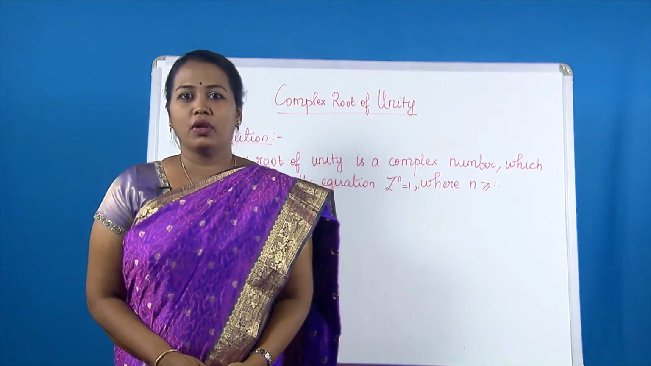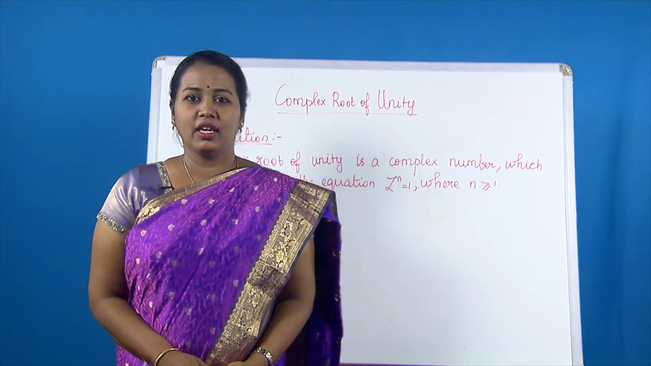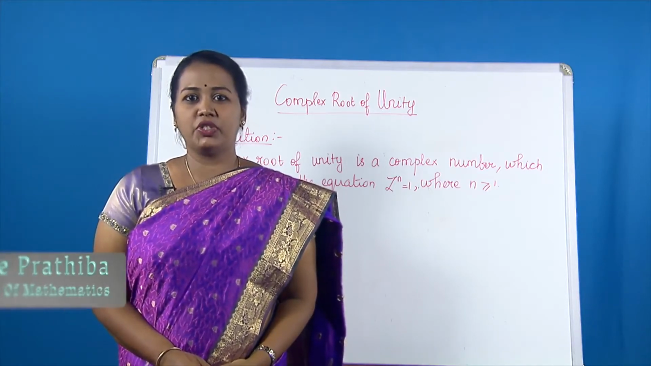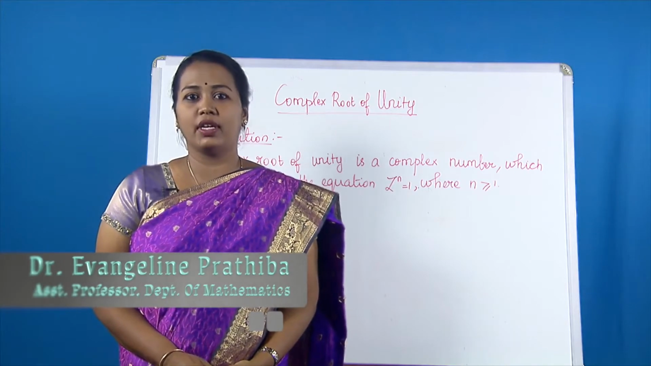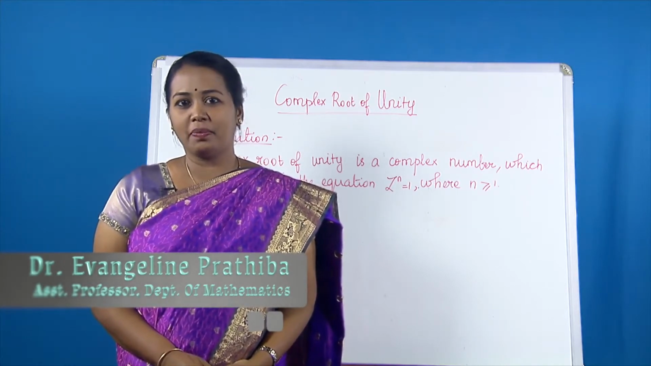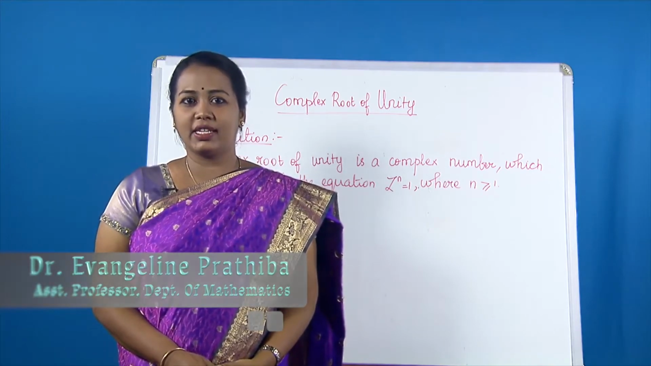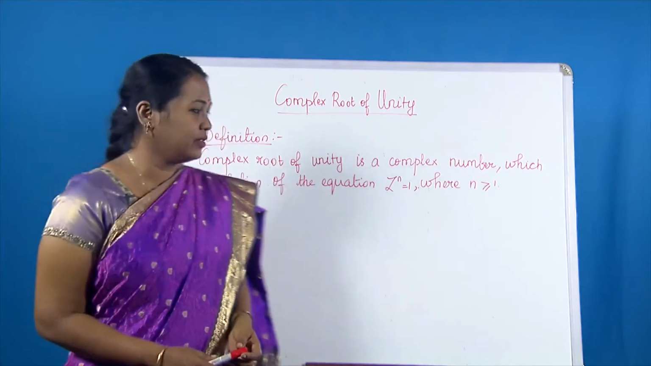The title of the module is Complex Roots of Unity. In this module, we are going to see about the complex roots of unity, which is also known as a de Moivre number, and it is basically a complex number which when raised to some integer n gives the result as 1. Let us see the definition.